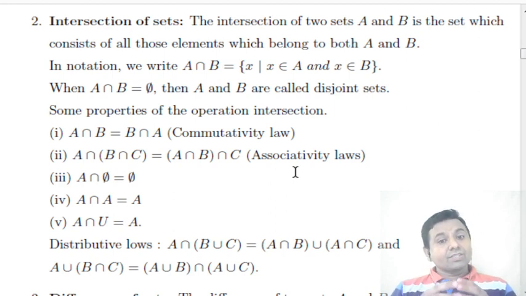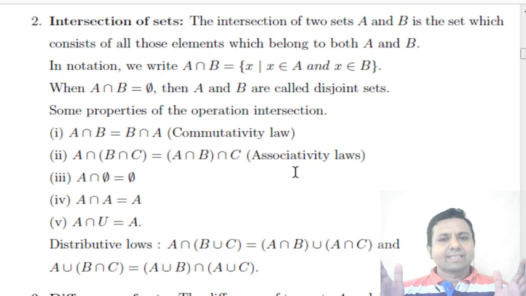When A intersection B equals phi, then A and B are known as disjoint sets. Suppose A is the set of even natural numbers and B is the set of odd natural numbers, then obviously A intersection B equals phi; that is, A and B are disjoint sets.